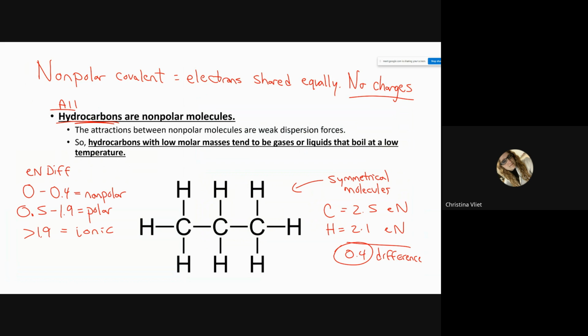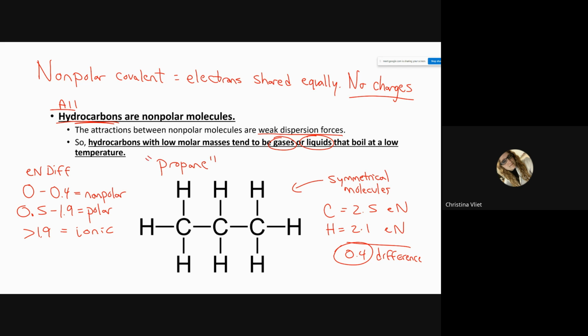What does this matter? This tells us that they have weak intermolecular forces. These are words from the past too. What does that mean? They exist as gases and liquids. This is a molecule you may be familiar with when I say the name. Have you heard of propane? Where have you heard of propane?